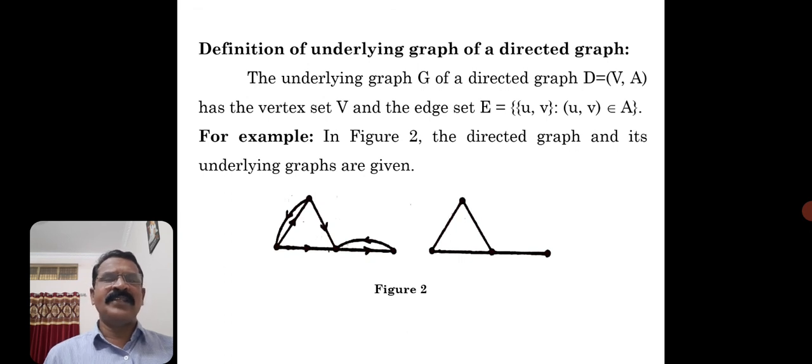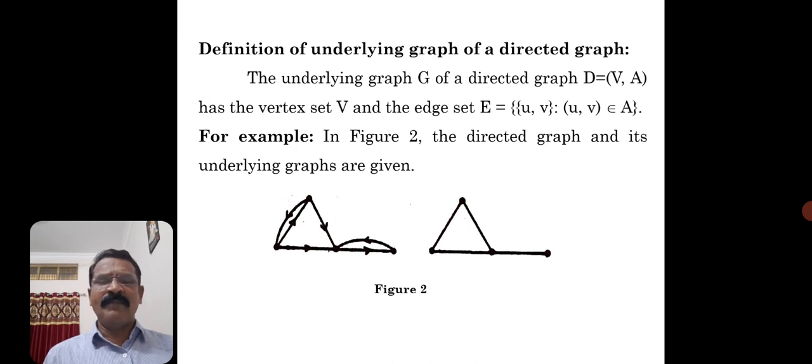So the pair of vertices represents an edge. Instead of multiple directed edges, we are considering only one edge. So what is the difference? The underlying graph G of a directed graph D, whose vertex set is V and edge set is A, has the same vertex set as the digraph D, that is the set V, and the edge set E is equal to the set of pairs of elements of V, that is u, v such that uv belongs to the edge set of D.